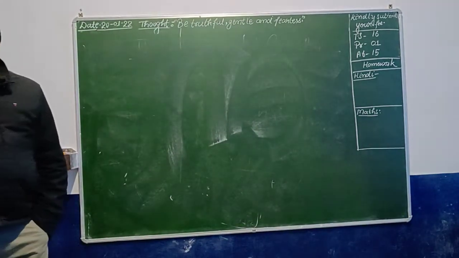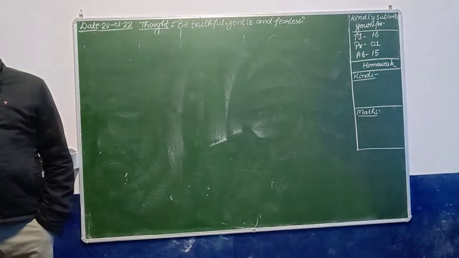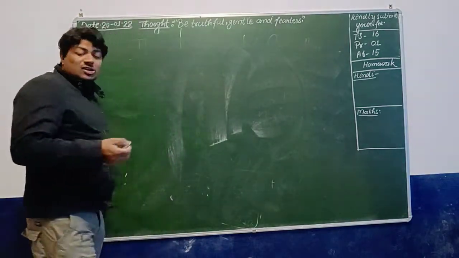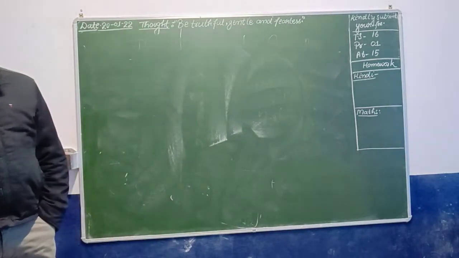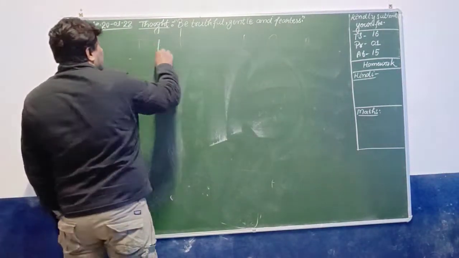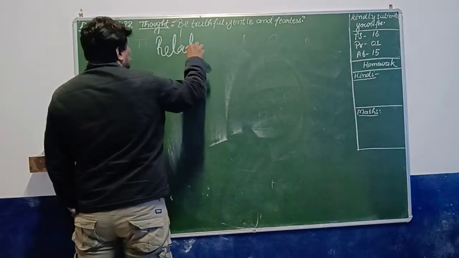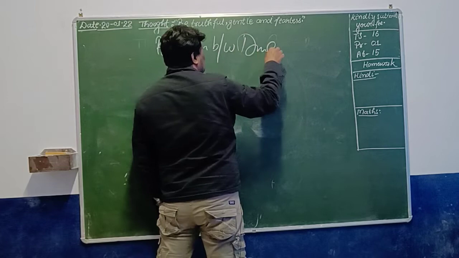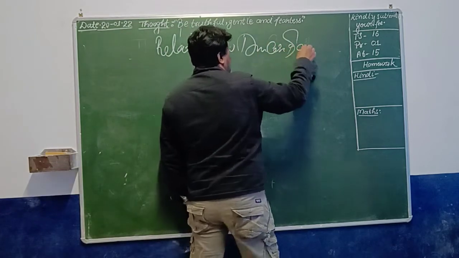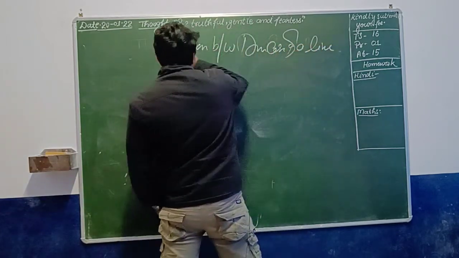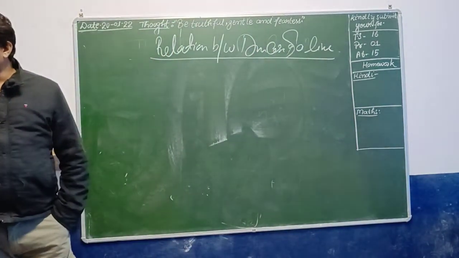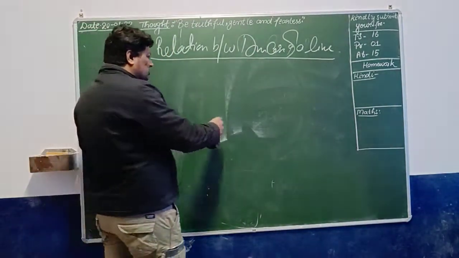Clear? Now we have to talk about the relation between the direction cosines of a line. We have a new topic: relation between direction cosines of a line. To talk about this relation, first of all we have to make an axis.